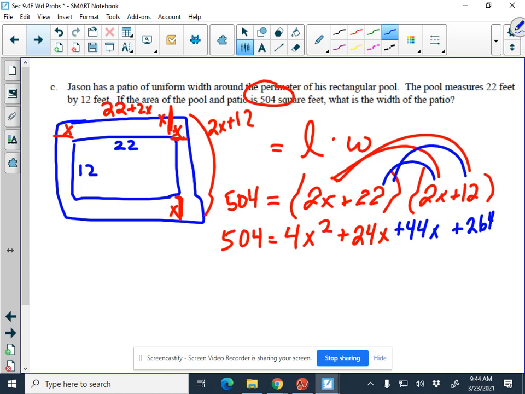All right, I'm going to subtract 504 from each side. I get 4x squared. These two are like terms, which I get 68x. And if I subtract 504, 264 minus 504 is, I need your help, 240, negative 240, 264 minus 504. Is it negative 240?